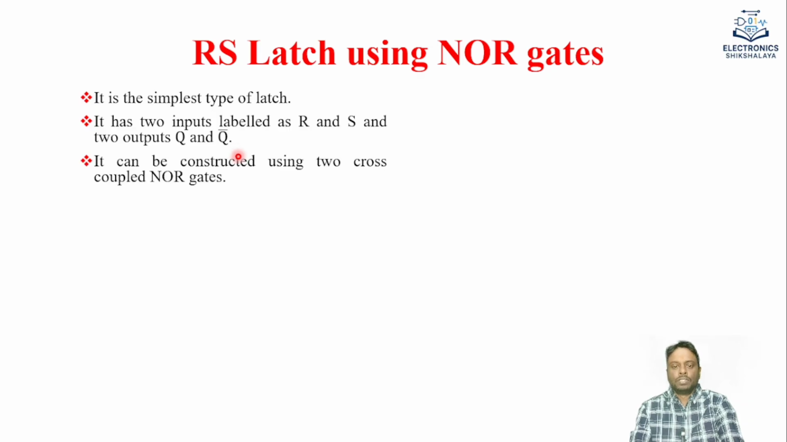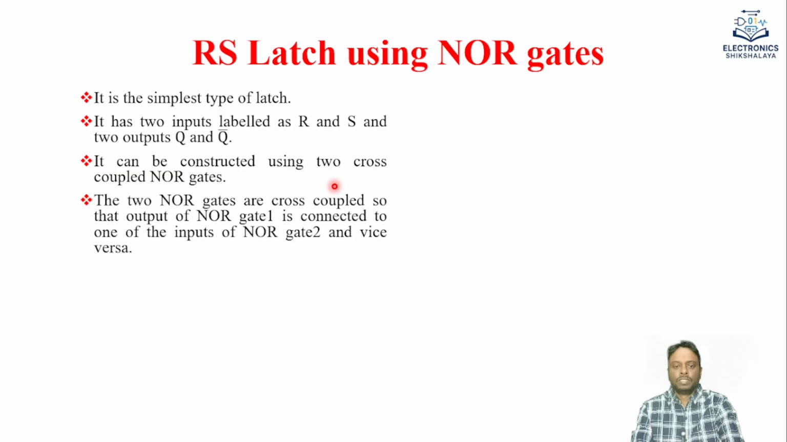It can be constructed using two cross coupled NOR gates. What are cross coupled NOR gates? We discussed this in the previous class also. Cross coupled means the output of one gate is connected to the input of the other gate and vice versa. So the two NOR gates are cross coupled: the output of NOR gate number 1 is connected to the input of NOR gate number 2 and vice versa.